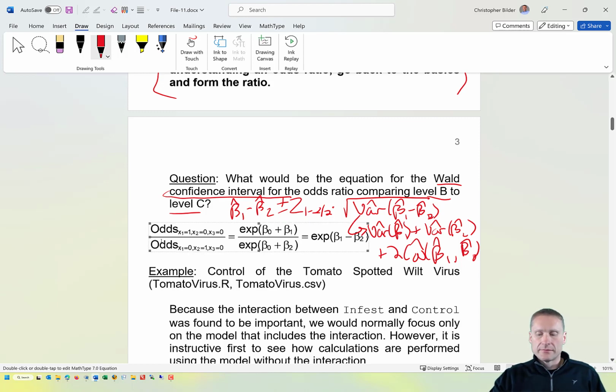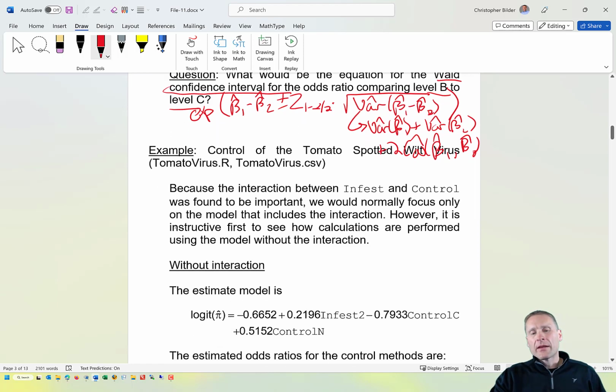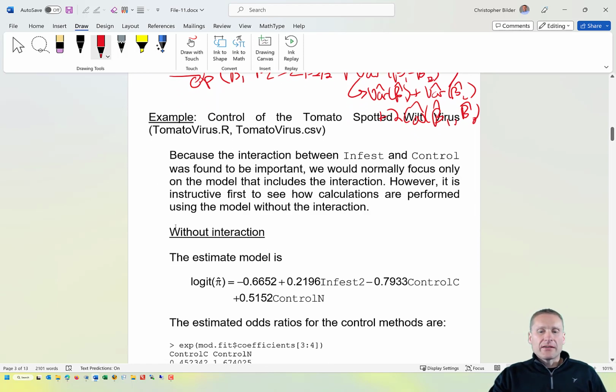Okay, that would be, first of all, the confidence interval for beta 1 minus beta 2. Now for the odds ratio, you use the exponential function with that. Sorry, I forgot to include that immediately. Okay. Now let's take a look at an example that goes back to the tomato spotted wilt virus.